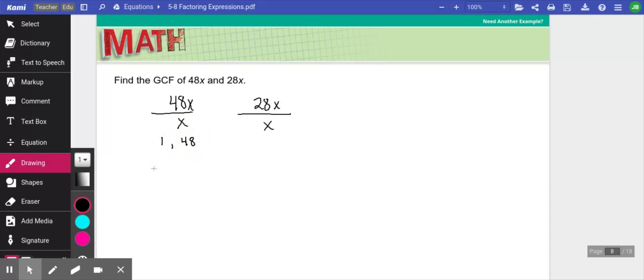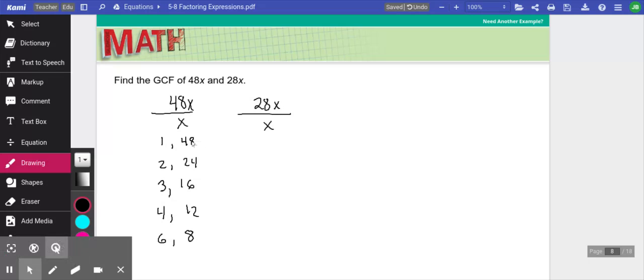1 times 48, 2 times 24. Can 3 go in? Sure. We have 3, and 3 goes into 4 one time, and then it's 18, so that's 16. Or 4 times 12, and 6 times 8. Now, if I look, these are in order. They go 1, 2, 3, 4, 6, 8, 12, 16, 24, 48. So they kind of make a U now.